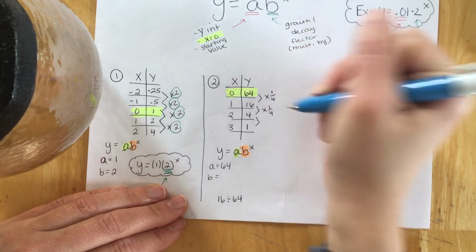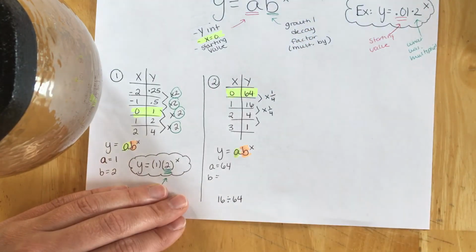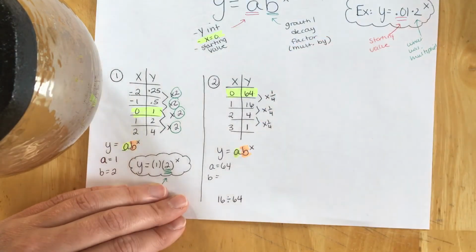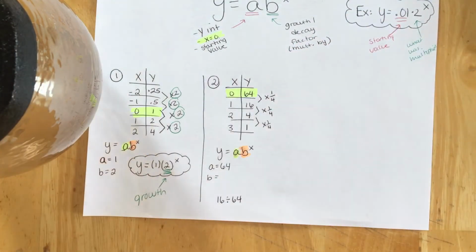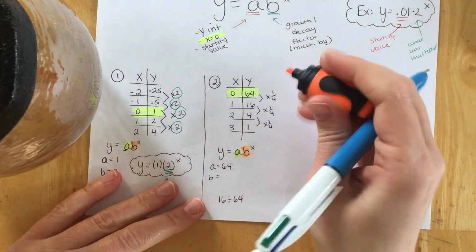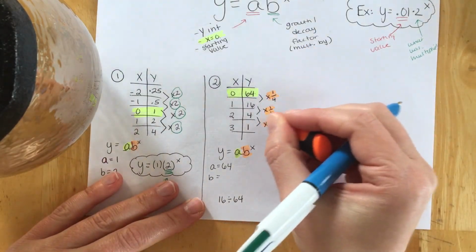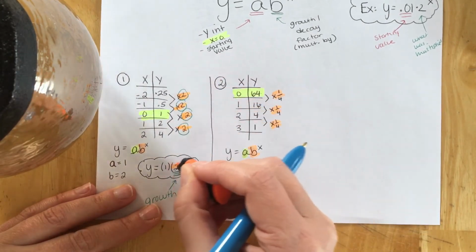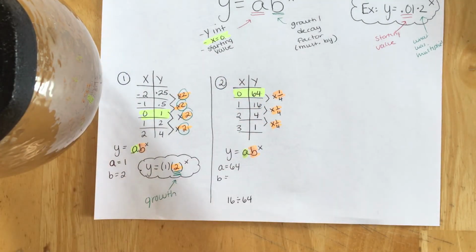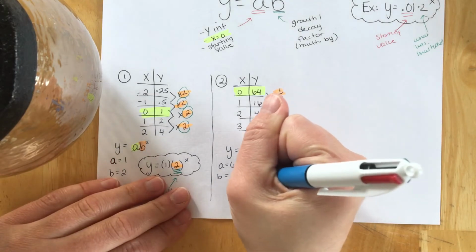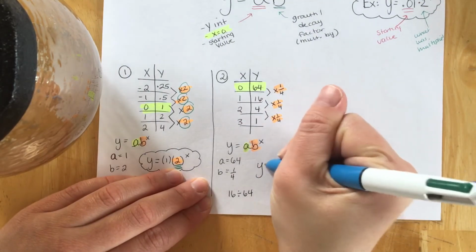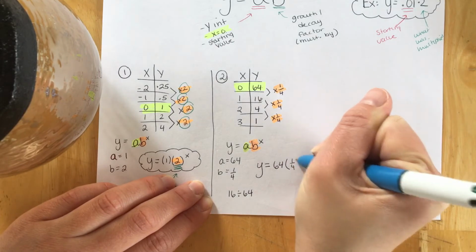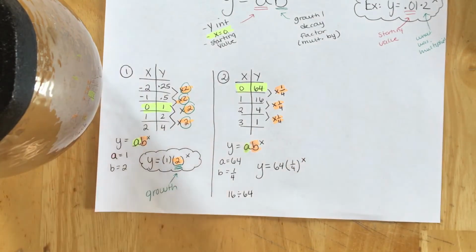64 times 1/4, and if you don't believe me, check it in your calculator. Do 64 times 1/4 and see if you get 16, okay? Times 1/4, times 1/4, and so on. So 1/4 is going to be my b value, multiplying everything by 1/4. I should have highlighted these in orange too, sorry about that. So my b is 1/4. Which makes my equation y equals 64 times 1/4 to the x.